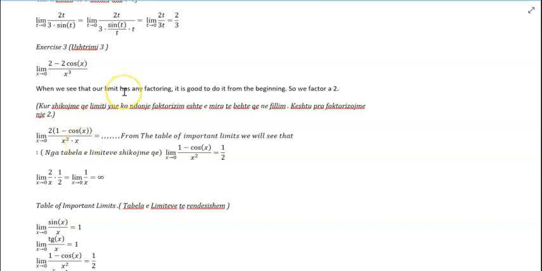Because from the table of important limits, we'll see that the limit when x goes to 0 of 1 minus the cosine of x over x squared is equal to 1 over 2. Then we have this form here, and the limit when x goes to 0 is 2 over x times 1 over 2. 2 cancels out, and the limit when x goes to 0 of 1 over x is equal to infinity, because if we put the value of x equal to 0 here, we have the constant over 0, and that is infinity.